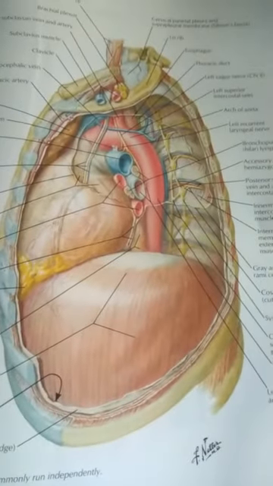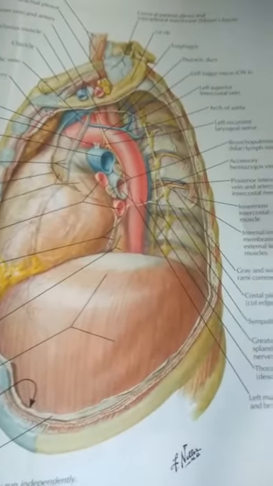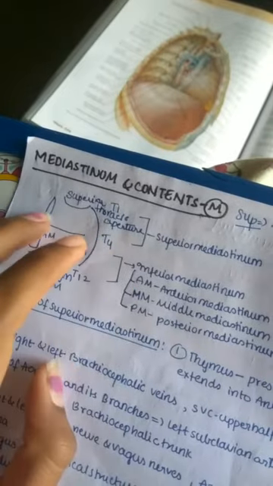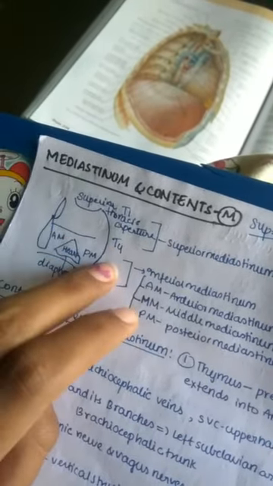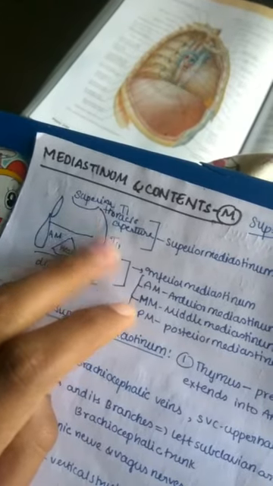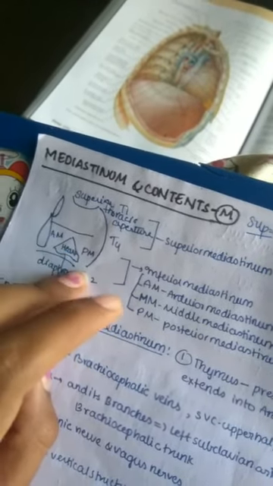Now let us start with the mediastinum and its contents. You can see this is the mediastinum. The mediastinum is divided into the superior mediastinum and the inferior mediastinum, and there is an imaginary line between the sternal angle and the body of the sternum, at the level of the T4 vertebra. So it is divided into the superior mediastinum and the inferior mediastinum.